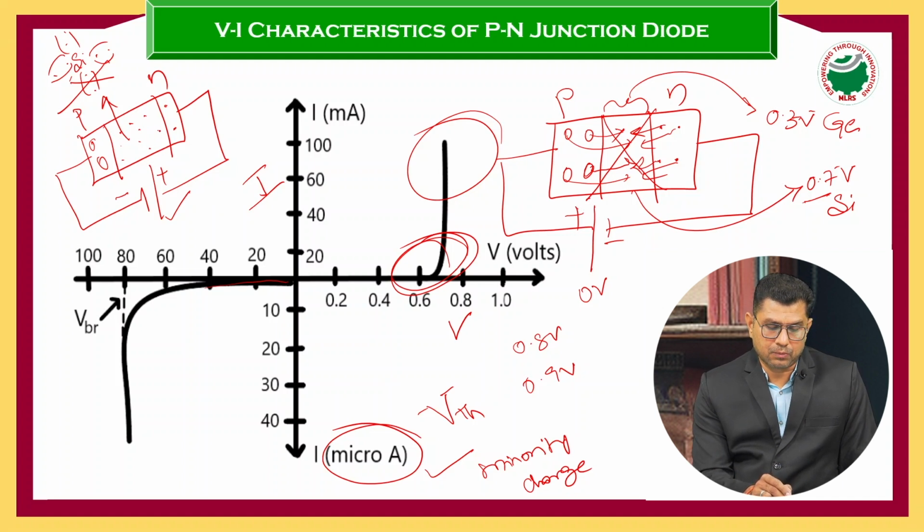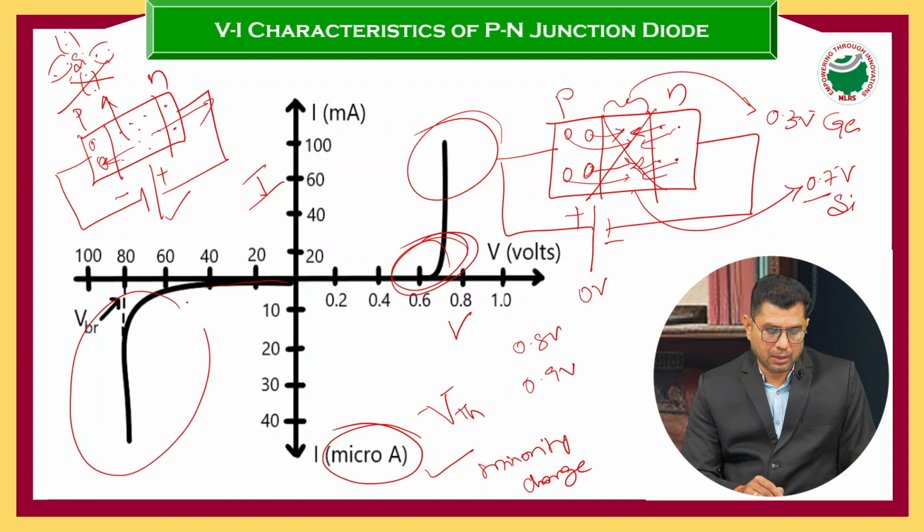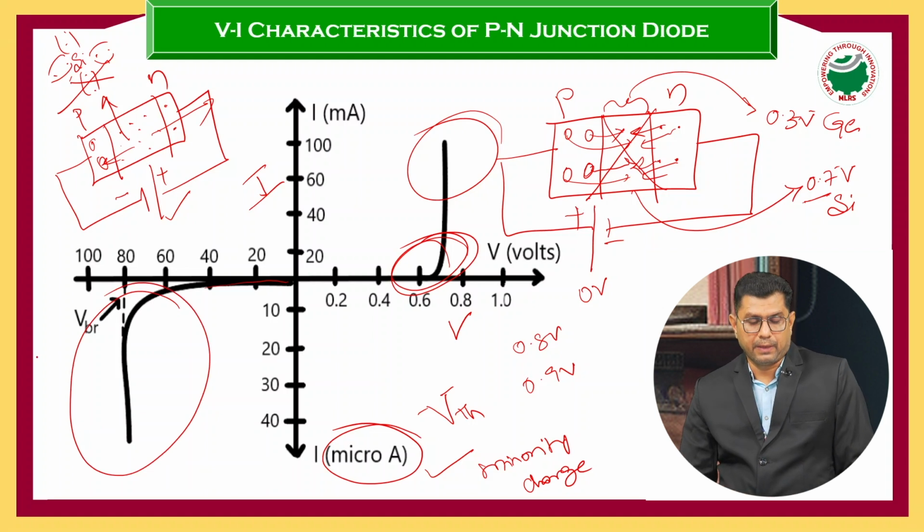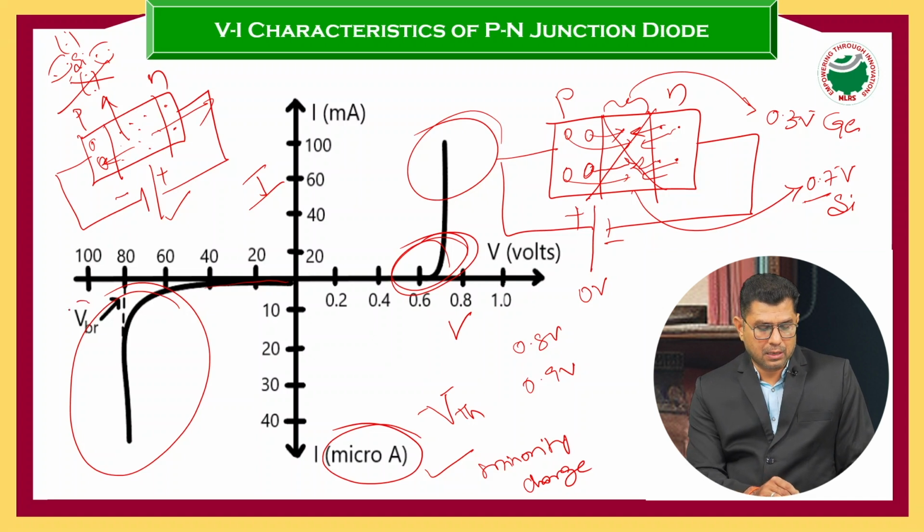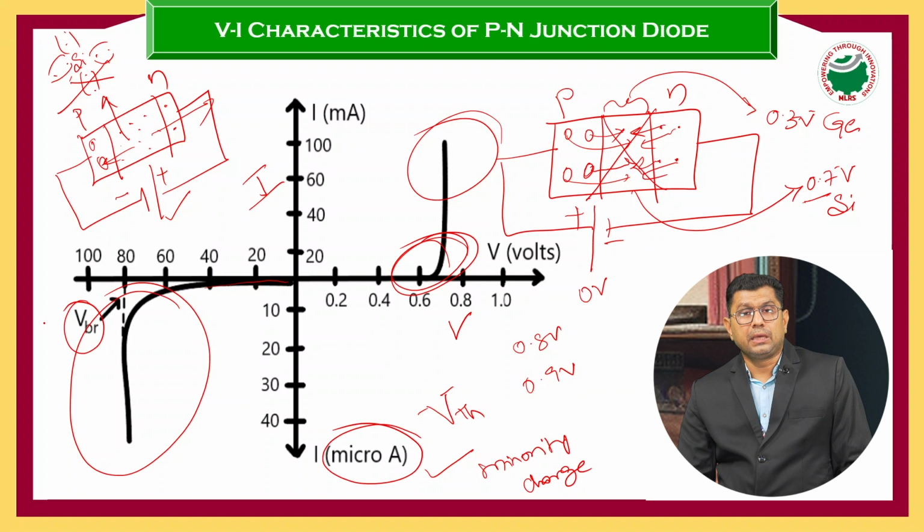These electrons move towards the N side and holes move towards the P side like this. Here a large current flows through the junction. The particular voltage where a large current flows through the junction is called breakdown voltage. Here what is breaking? The covalent bond is breaking, so that free charge carriers are available in the depletion layer. This is about the reverse bias of the PN junction diode.